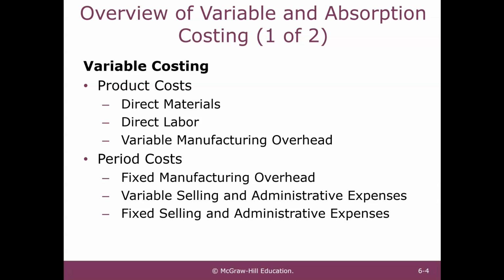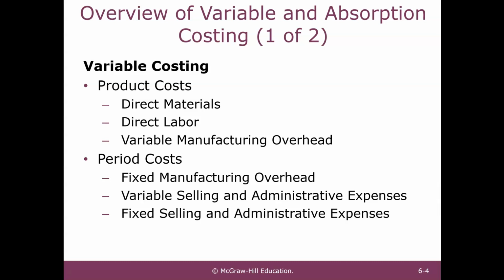Variable costing will separate the costs out into product costs and period costs. Product costs are direct materials, direct labor, and variable manufacturing overhead only. Period costs are fixed manufacturing overhead and both fixed and variable selling and administrative expenses. With variable costing, they use variable manufacturing overhead as a product cost that's attached to the product in inventory. Period costs are expensed out each month.